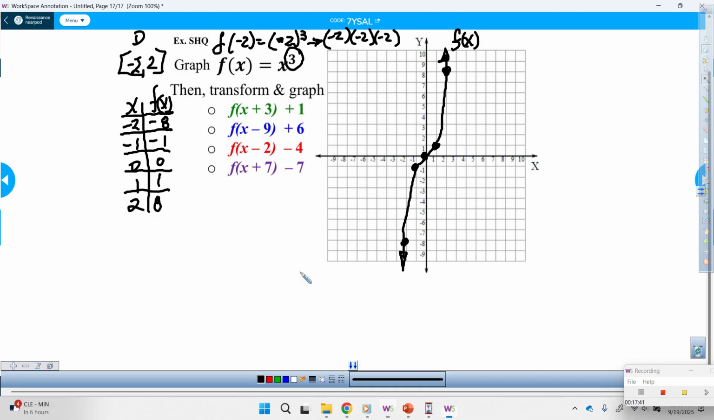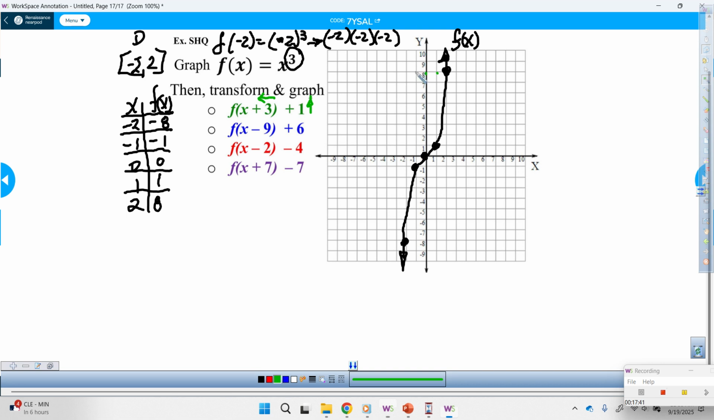All right. The conversations. Let's go over there to the front with Victoria. What do we do for the green transformation? To the left 3 and 1 up. Have you got that? Looks about right. So 3 to the left, 1 up.